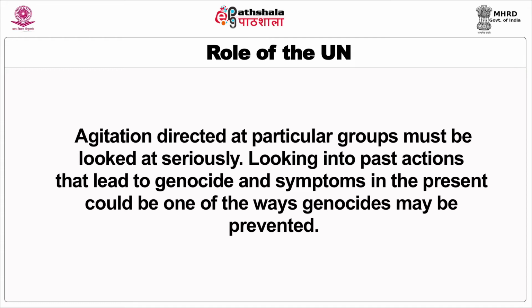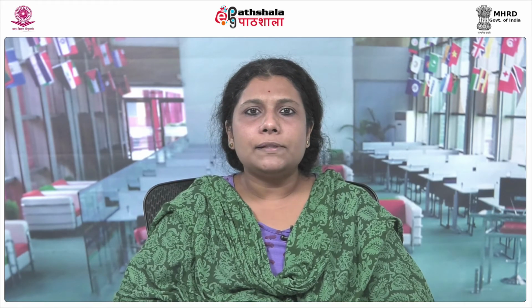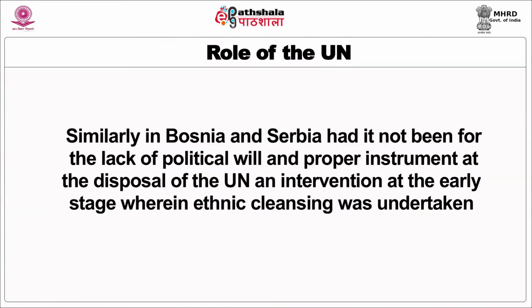Looking into past actions that led to genocide and symptoms in the present could be one of the ways that genocide may be prevented. Genocides in Rwanda and Darfur, for example, are instances where the genocide could have been prevented had the international community demonstrated a strong and unanimous political will to deploy their forces and to impose strong boycotts and no-flight zones. Similarly, in Bosnia and Serbia, had it not been for the lack of political will and the proper instruments at the disposal of the United Nations, an intervention at an early stage wherein ethnic cleansing was undertaken by the Serbs could have stemmed the genocide, and this could have been prevented.